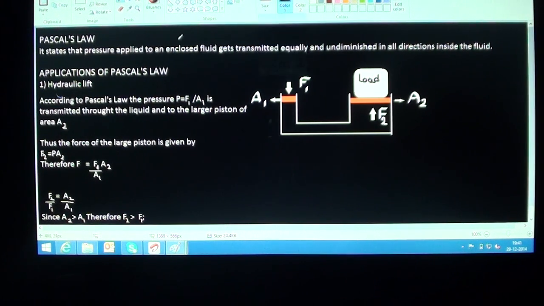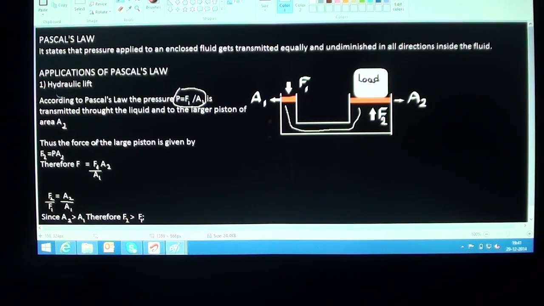Pascal's law states that pressure applied to an enclosed fluid gets transmitted equally and undiminished in all directions inside the fluid. To explain that, let me consider a hydraulic lift. According to Pascal's law, the applied pressure P, this arrow mark over here, is F1 divided by A1, and it is transmitted throughout the liquid to the larger piston. This is the liquid, and it gets transmitted to this piston of area A2.